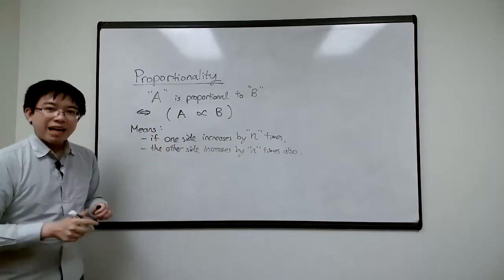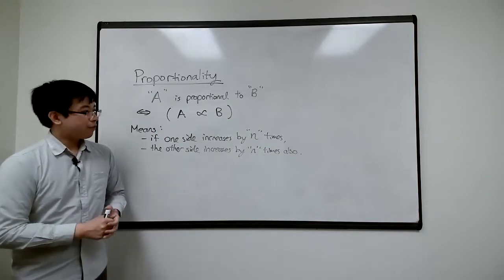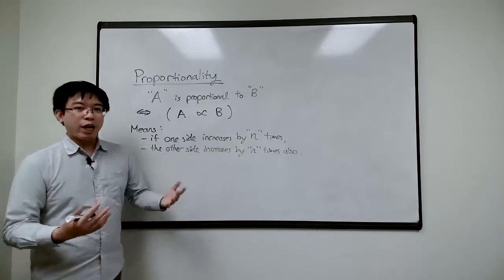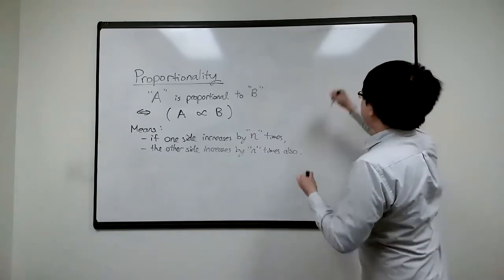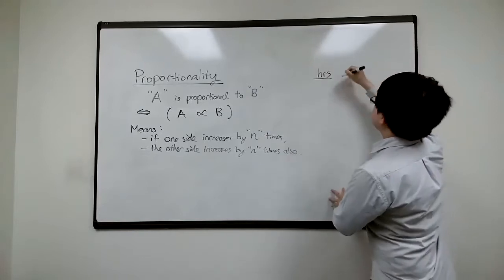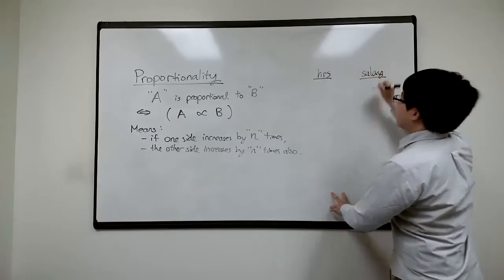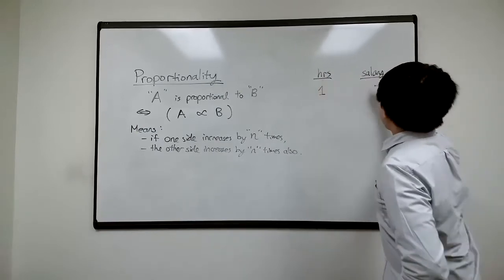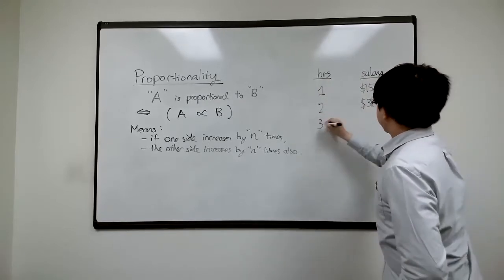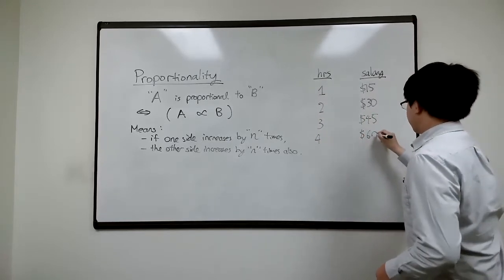So let me give you an example. Let's say, for example, you work on an hourly wage, right? So if you have a summer job, you work on an hourly wage. Let's say it's $15 per hour. We hope. So in that case, the number of hours you work determines your salary. Right, so let's see if this is proportional. If you work 1 hour, you get $15. If you work 2 hours, you get $30. If you work 3 hours, you get 45, etc. If you work 4 hours, you get 60, like that.